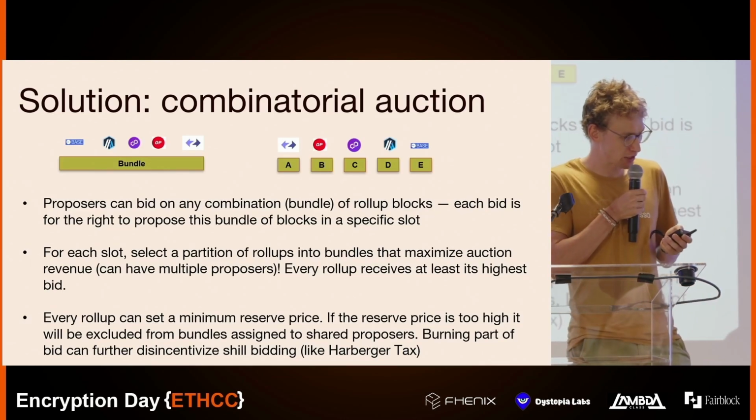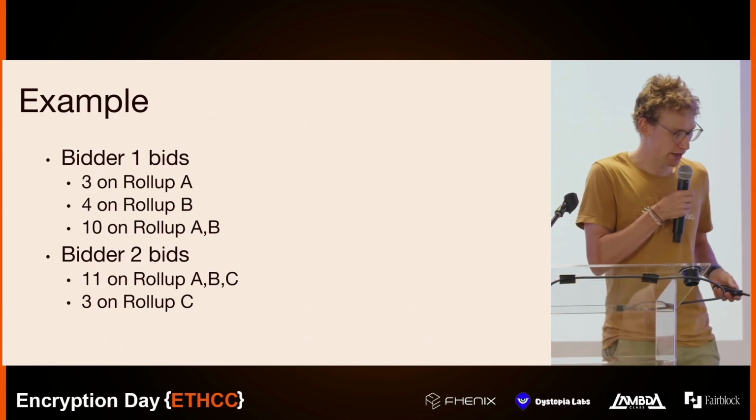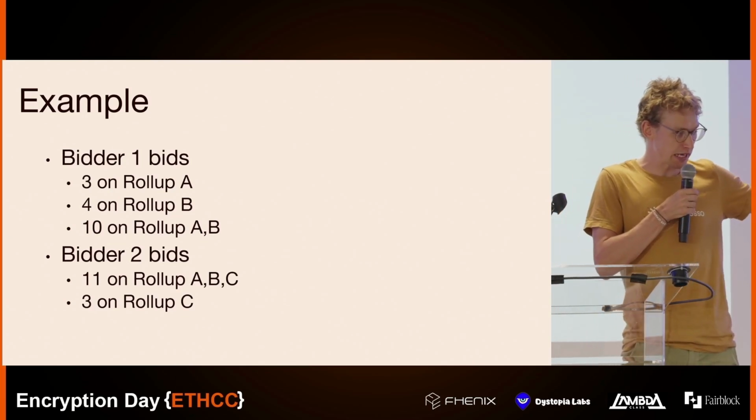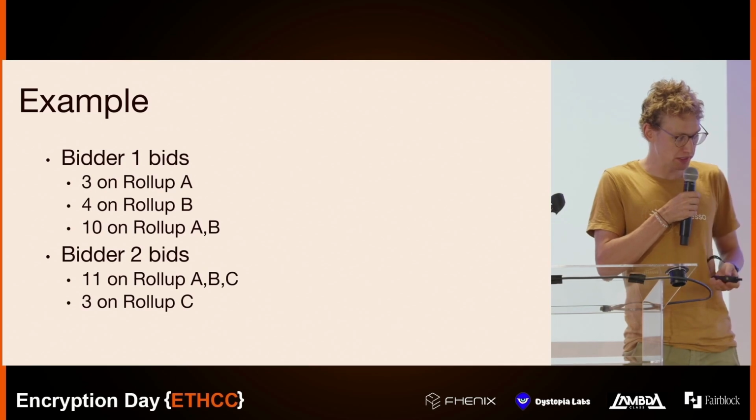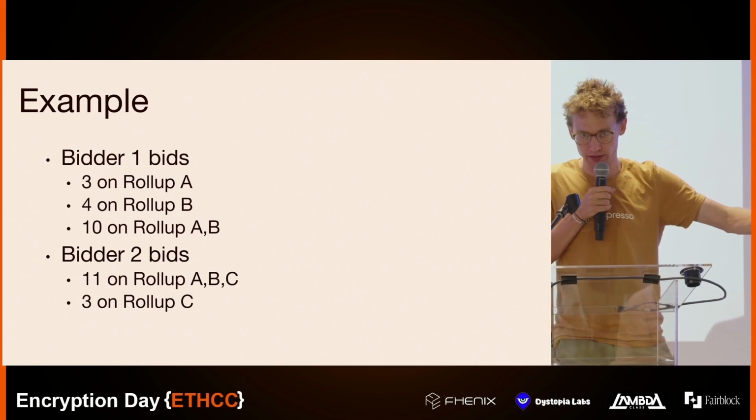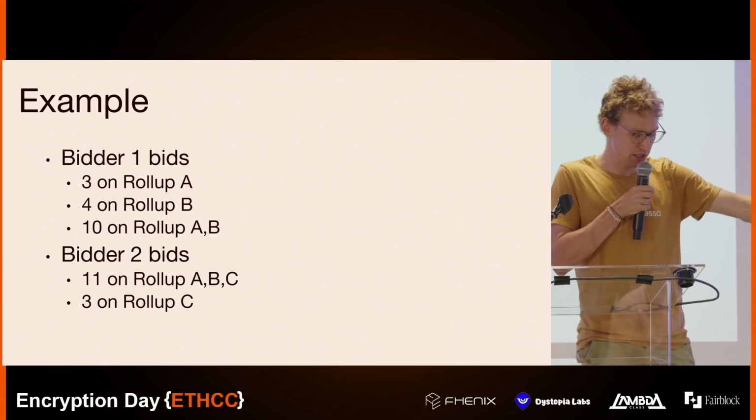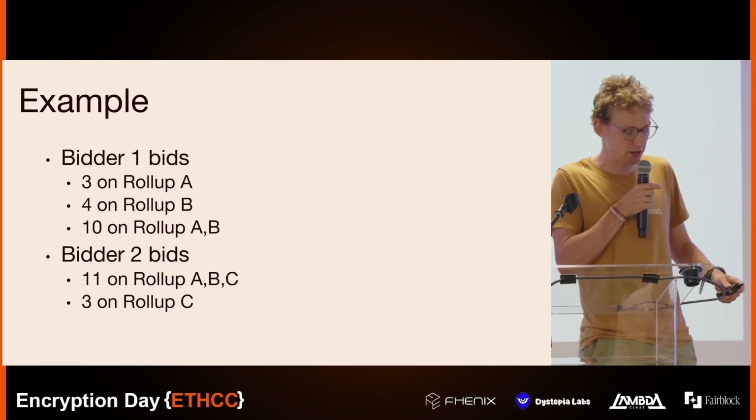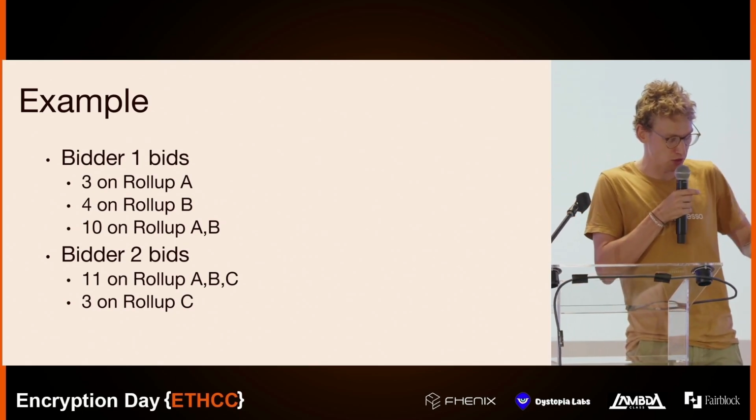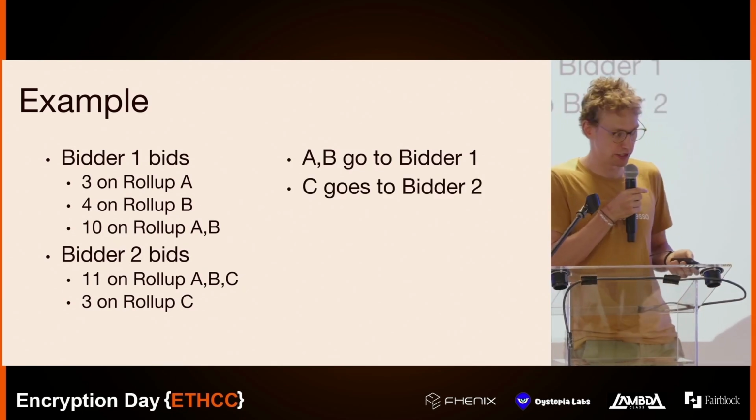Each bid is the right to propose for that bundle of blocks in a specific slot. For example, here, bidder 1 bids 3 on A, 4 on B, and 10 on the bundle A, B, and C. Then bidder 2 bids 11 on A, B, C, and 3 on C. Then you take the combination of these bids that gives you the highest total. If you quickly do the math, you could sell A, B, C together to bidder 2 for 11. But actually what's better is selling A and B to bidder 1. So A, B goes to bidder 1, and C goes to bidder 2, and the total revenue is 13.